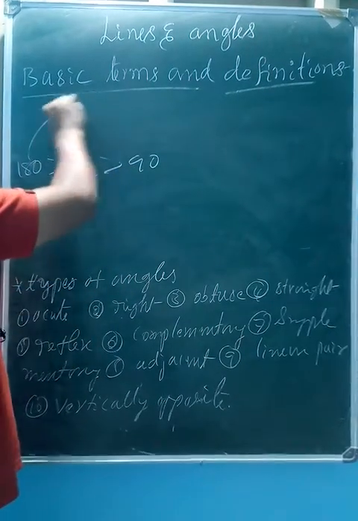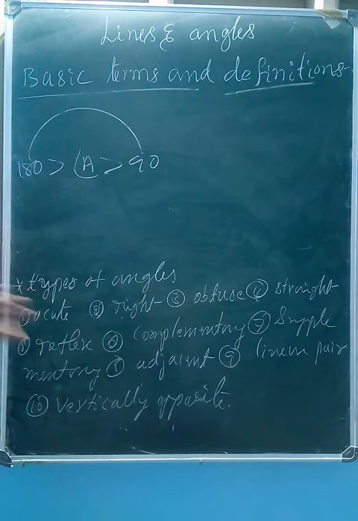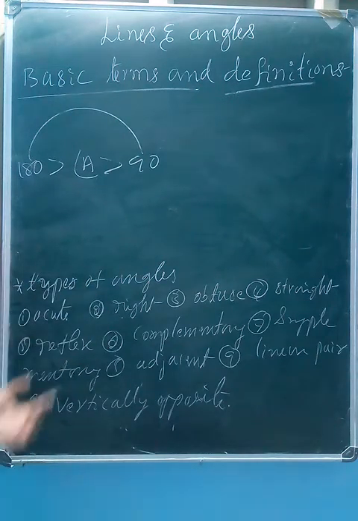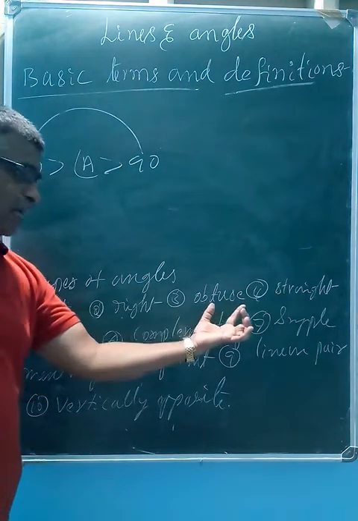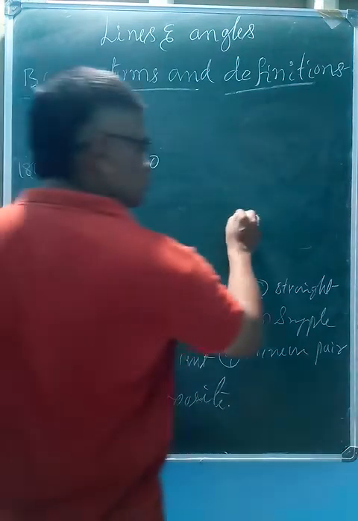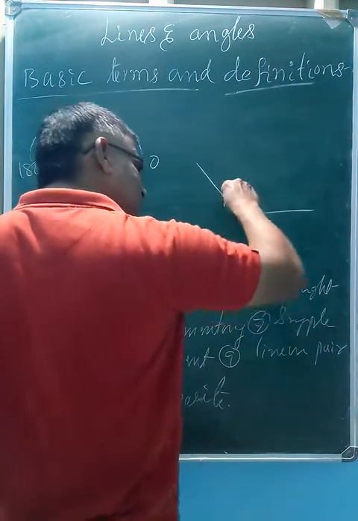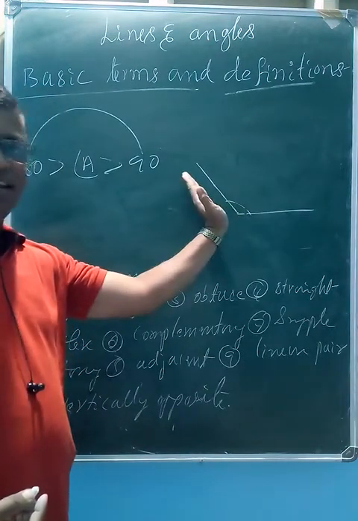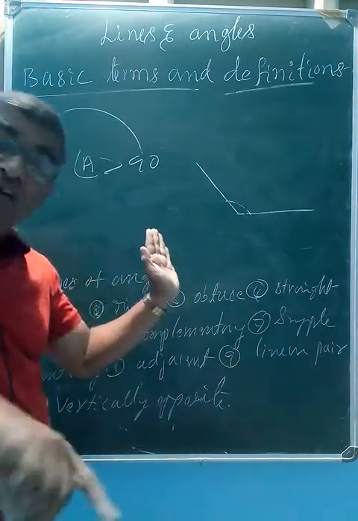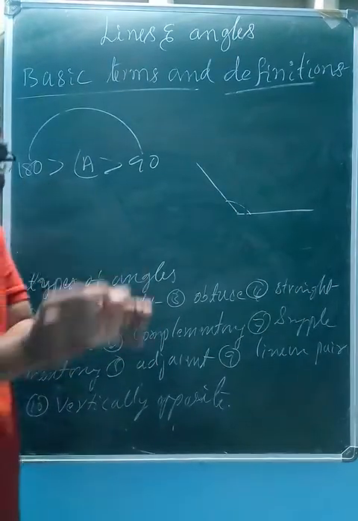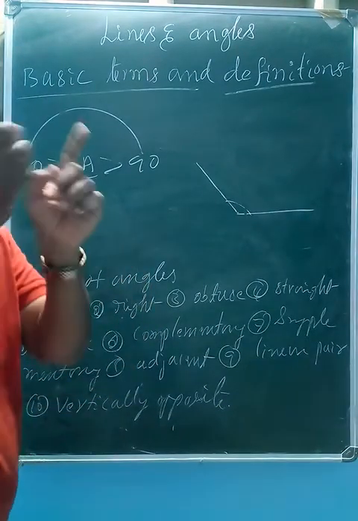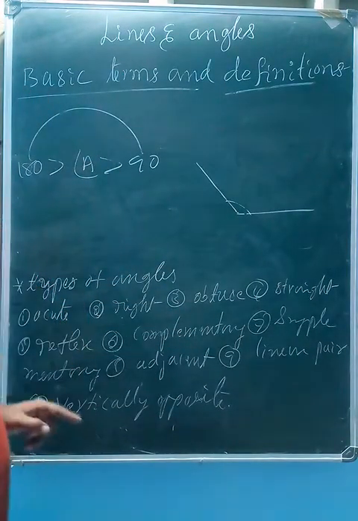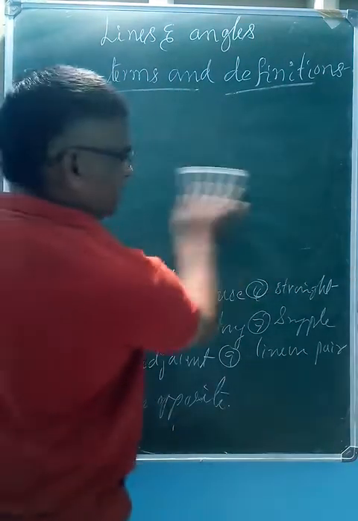That means it tends between 90 to 180. In between 90 to 180, that is called the obtuse angle. Okay, obtuse angle. Suppose if you draw the angle like this, this is the obtuse angle. It is more than 90, less than 180. That also you have to say. If an angle measures between 90 to 180, that is called the obtuse angle.